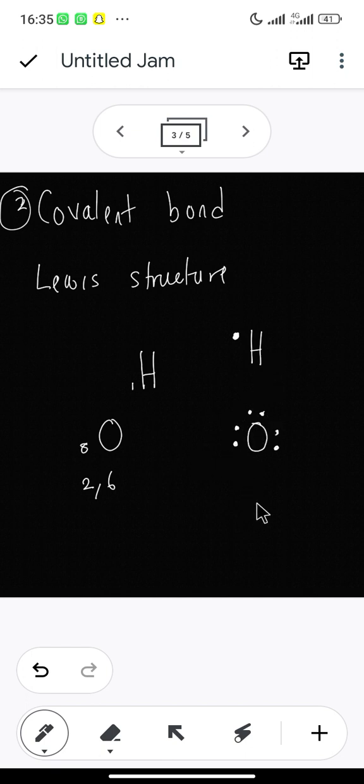Sometimes they don't use dots. Sometimes it can be X. So you can have one, two, three, four, five, six. So this is basically what we're going to be using to understand the covalent bonds properly.